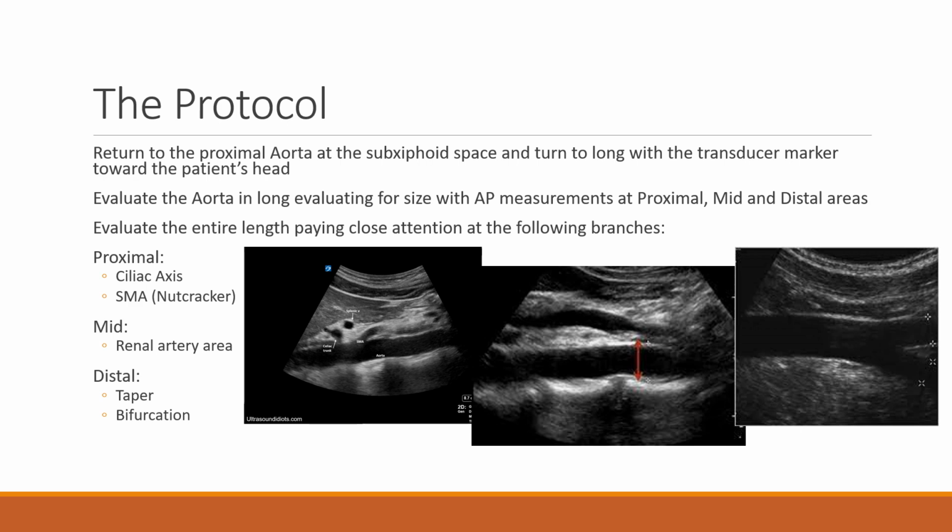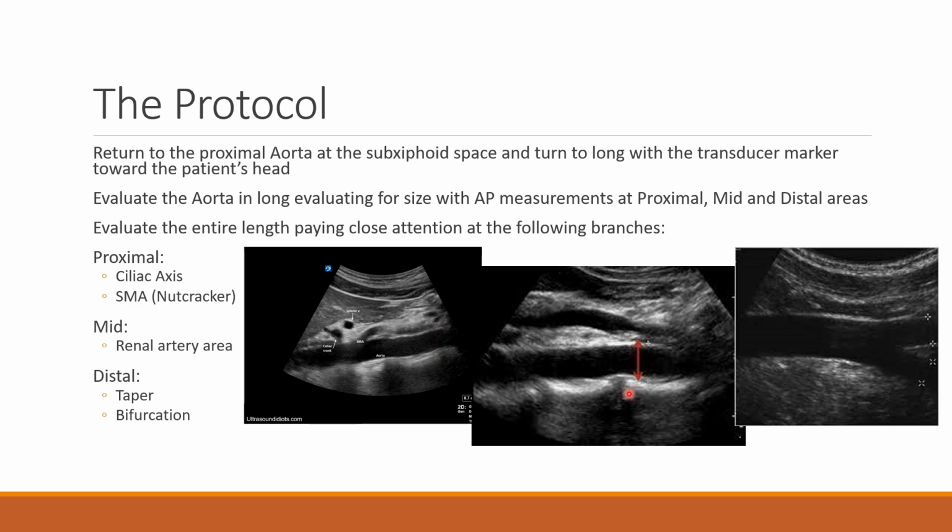And if in doubt, you can always just turn to transverse, re-identify the aorta, and then rotate 90 degrees back to long. Now, when you're looking at the aorta, you're going to scan it from, again, the hiatus up here all the way down to the bifurcation. And as you're doing this, you're going to want to be trying to stay in the center of the lumen. You're also going to want to take just generalized measurements at the proximal region, the middle region, which would be about here, and then the distal region as well.